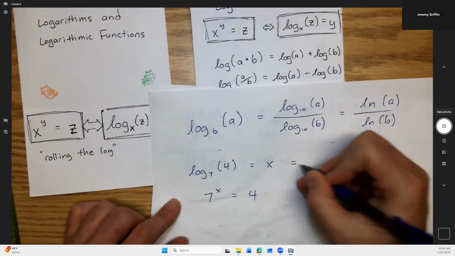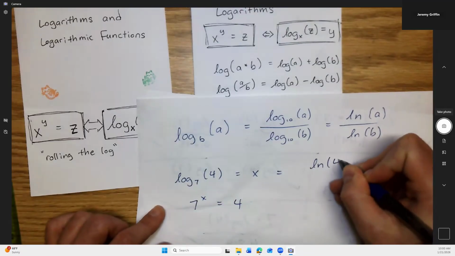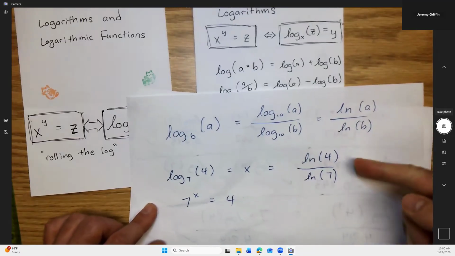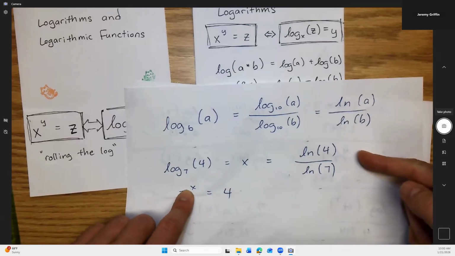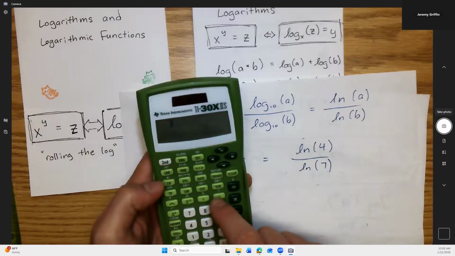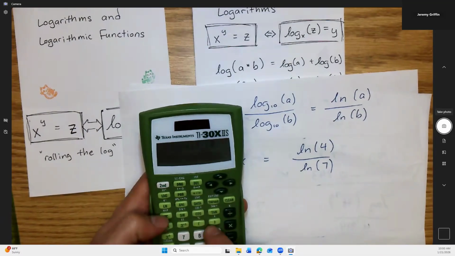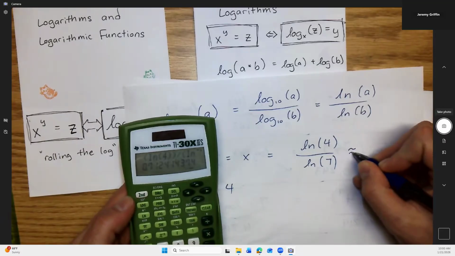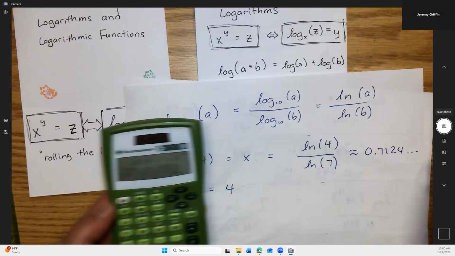Okay? Now I'm claiming that you should be able to do this with it. For example, natural log of 4 over natural log of 7. Okay? So let's get a decimal approximation. Then later on I'll plug that decimal approximation in for this x, and we'll see how close to 4 this becomes. Let's try this out. So what is natural log of 4 divided by natural log of 7? Okay. So I'm looking at approximately 0.7124 something, something, something.